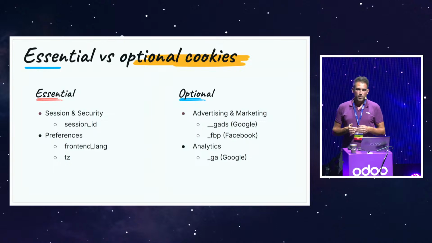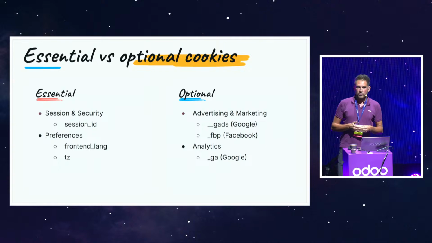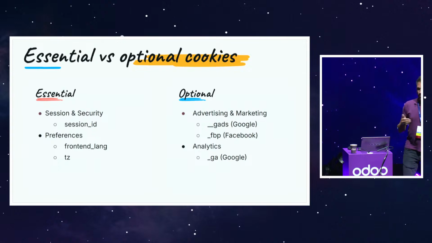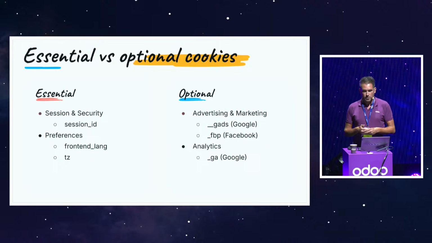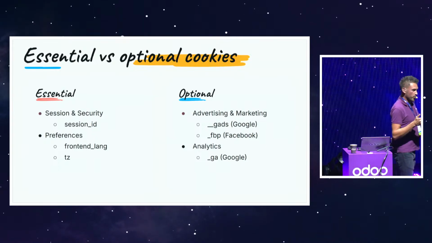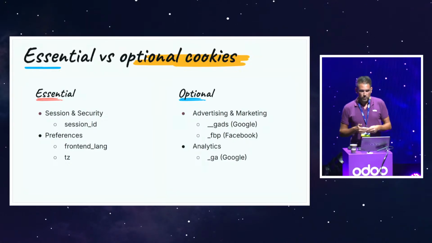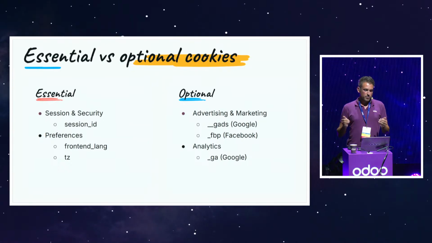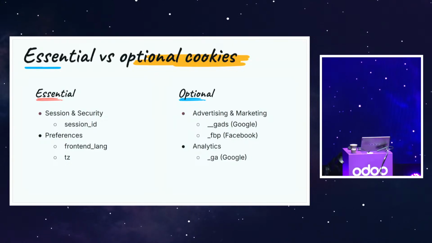And then we have the optional cookies, which are the third-party cookies. Those are used to track you, to track your behavior, to run advertising campaigns. So we have advertising and marketing cookies, like G-Ads from Google, that lets Google do the work behind the scenes to target you and show you ads. Then we have the FBP, which is the Facebook pixel. And then we also have another type of cookies, the analytics cookies, to see how you currently behave on the website.